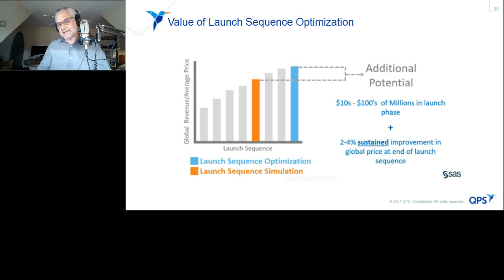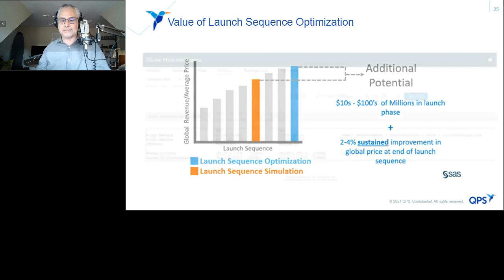What that means is that, from our past experience, it can translate anywhere between tens to hundreds of millions of dollars within the launch phase itself, but also delivers, from our experience, a 2 to 4% sustained improvement in global pricing at the end of the launch sequence.